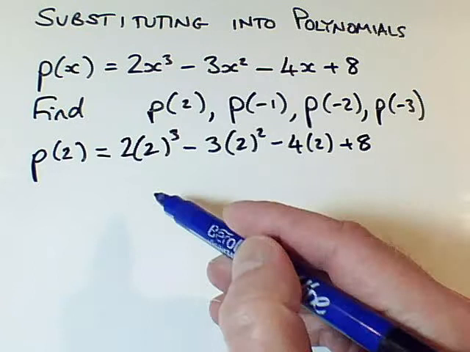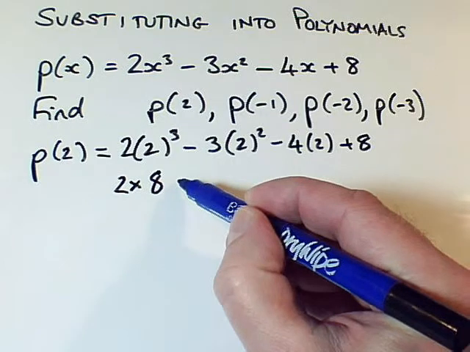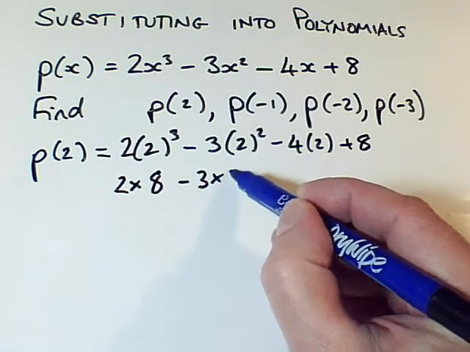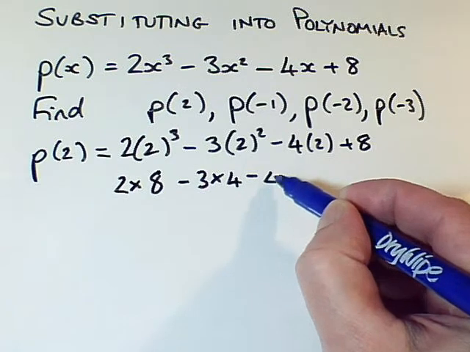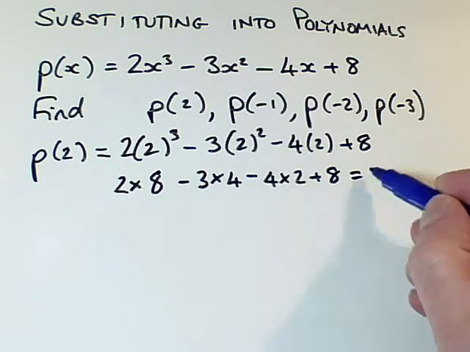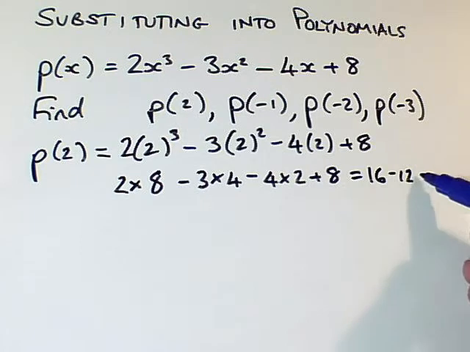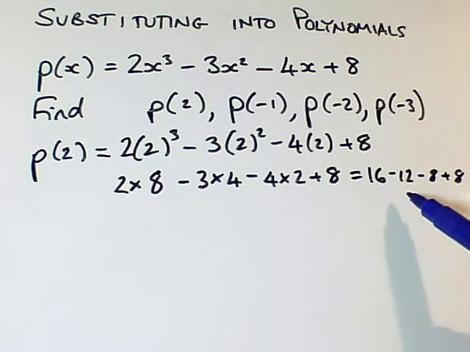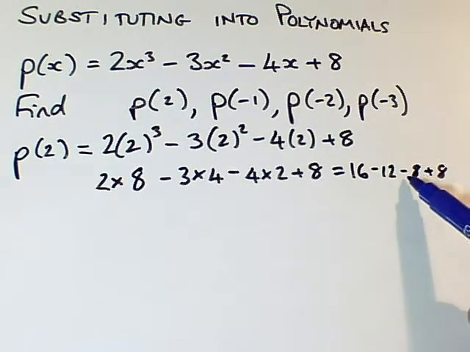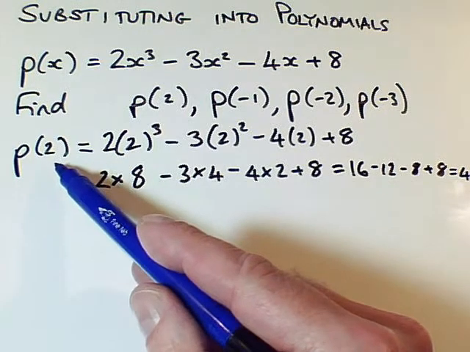Okay, so we set it all up, and then 2 cubed, 2 times 2 times 2 is 8, so this is 2 times 8 minus 3 times 4 minus 4 times 2 plus 8. So we get 2 8s is 16 minus 12 minus 8 plus 8. Okay, and 16 minus 12 minus 8 plus 8, these cancel each other out, so the answer is just going to be 4.